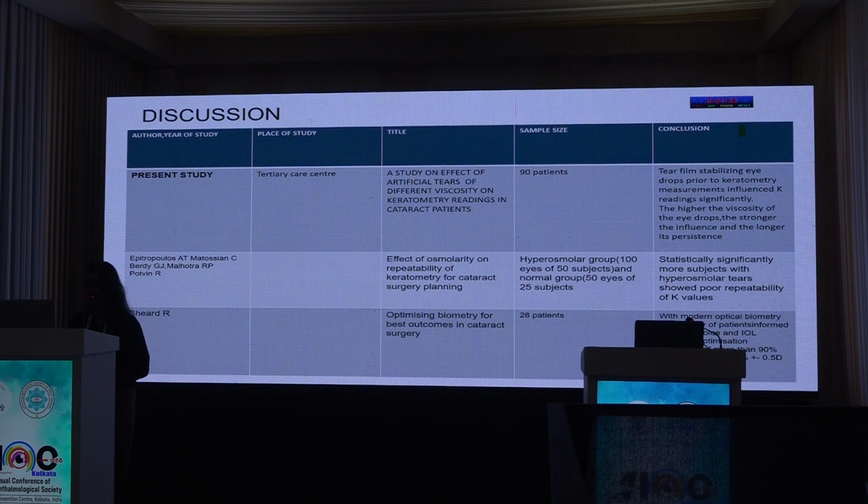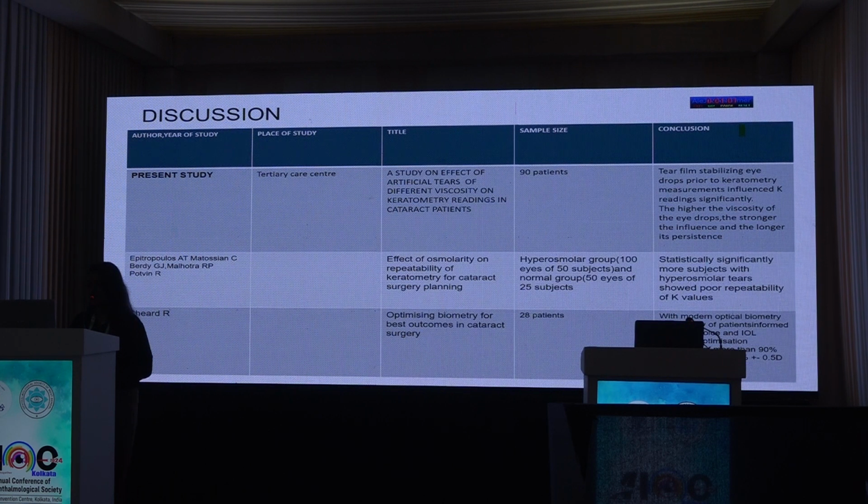The conclusion is tear film stabilizing eye drops prior to keratometry measurements influenced K readings significantly. The higher the viscosity of the eye drops, the stronger the influence and the longer its persistence. Another study, Epitropoulos et al., has done a study on effect of osmolarity on repeatability of keratometry for cataract surgery planning. A sample size of hyperosmolar group of 100 eyes of 50 subjects and normal group 50 eyes of 25 subjects was taken. The conclusion was statistically significantly more subjects with hyperosmolar tears showed poor repeatability of K values.